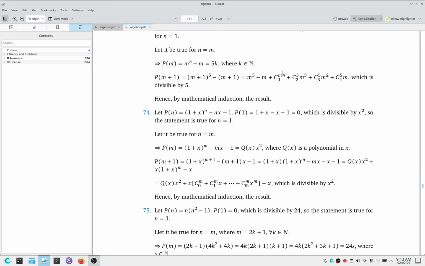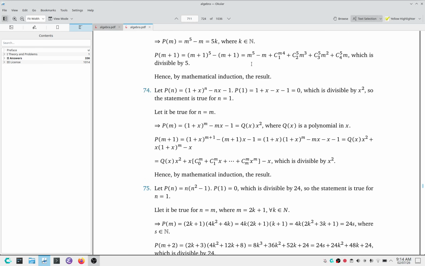So we get m to the power 5 minus m plus 5C1 m to the power 4. There is a typing mistake here. Then we have 5C2 m cube plus 5C3 m square plus 5C4 m. And then there would be 1 which is cancelled with the 1 of the other term, which is divisible by 5, and hence by induction we have the result. So how this is divisible by 5 is, this is 5k from this relationship, and all these will contain a factor of 5. So you need to look at permutation and combination, and this expansion has come from the binomial theorem.